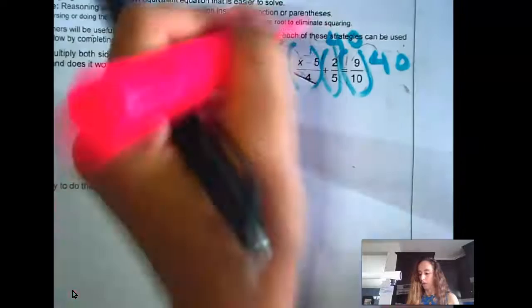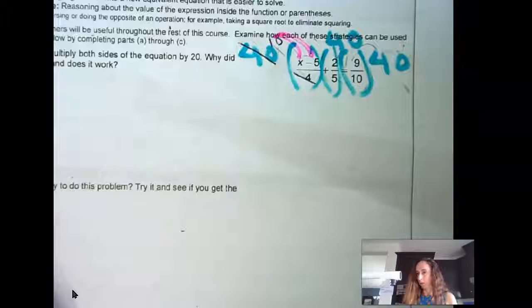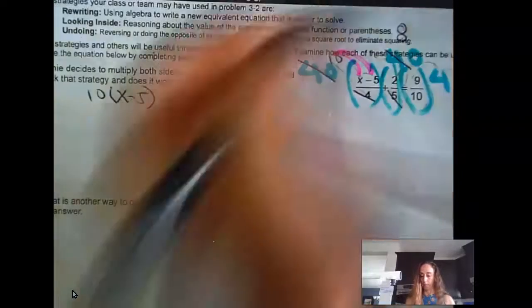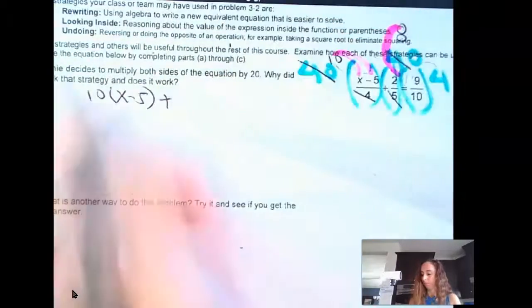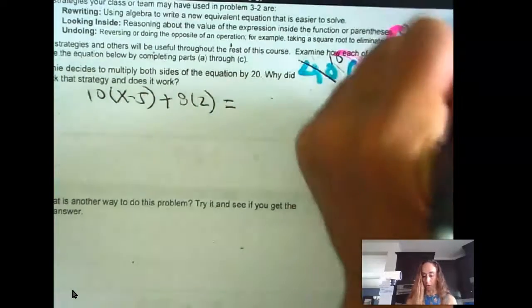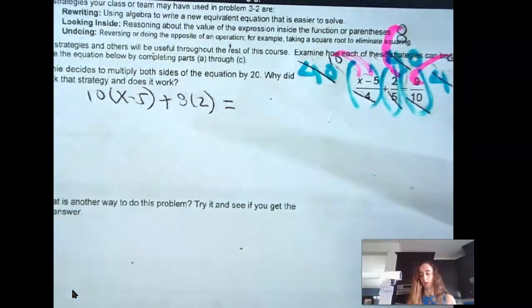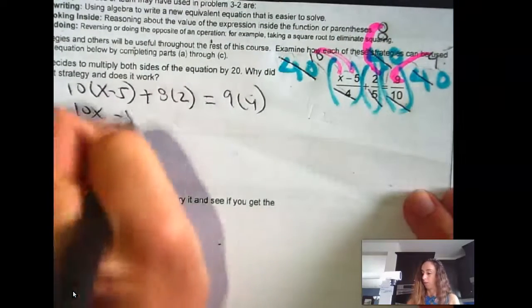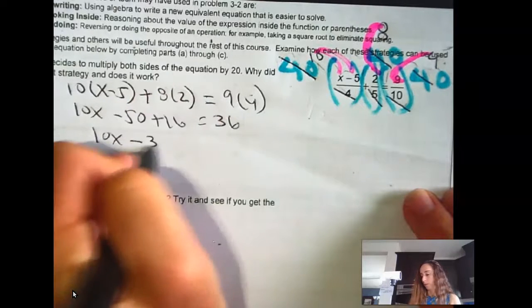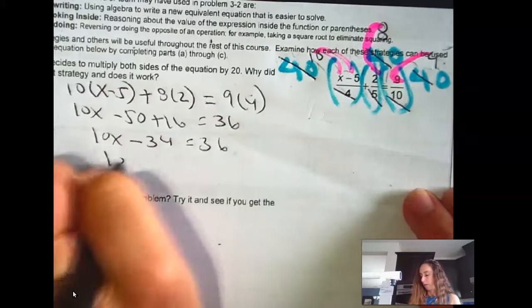And then let me show you. Distribute, distribute. So I'm going to show that work here. Okay, so 10x minus 5 plus 5 goes into 40 8 times. 8 times 2 equals... 10 goes into 40 4 times. Distribute. Okay. And now I'm just simply going to simplify. 10x minus 50 plus 16 equals 36. 10x minus 34 equals 36. 10x equals 70. x equals 7.